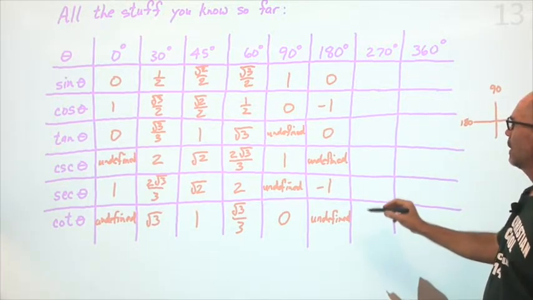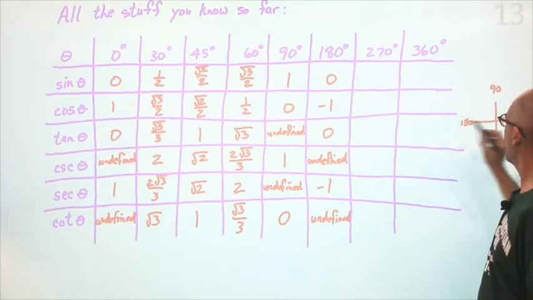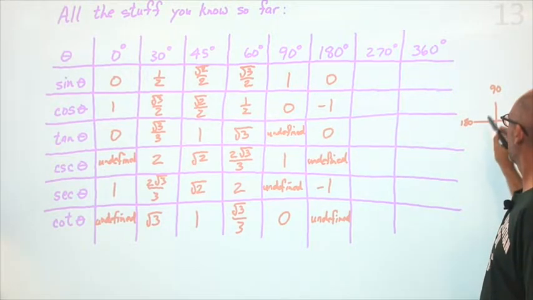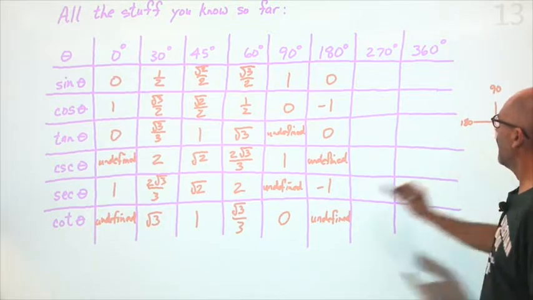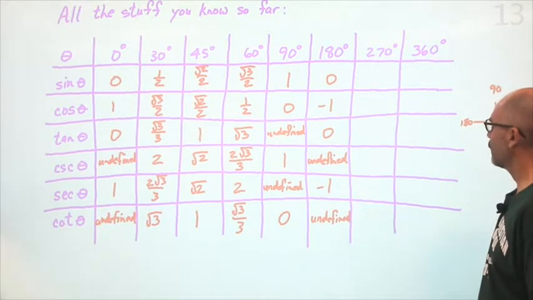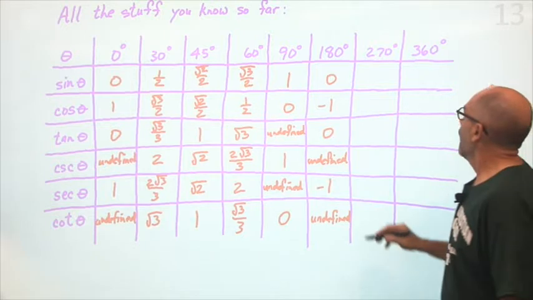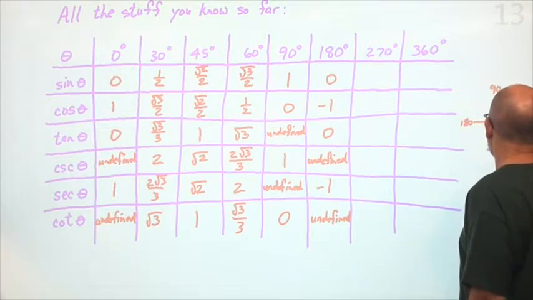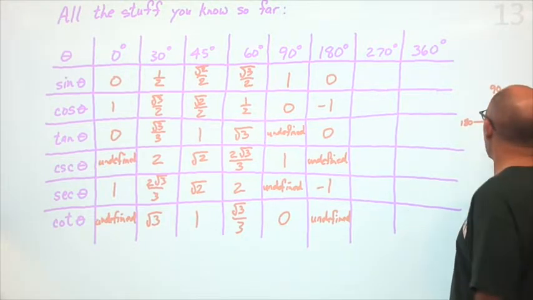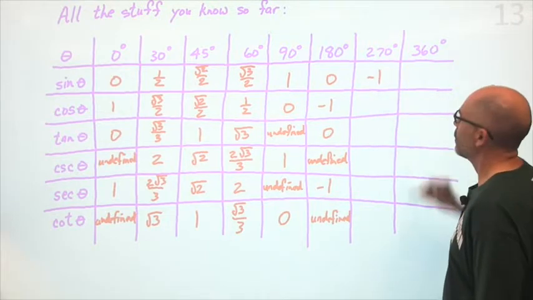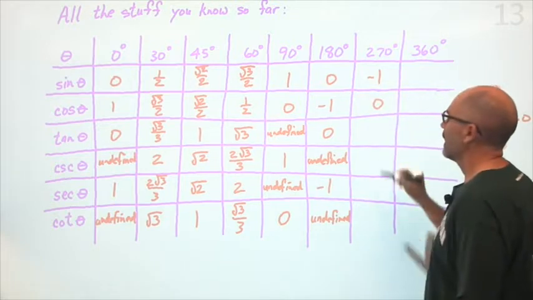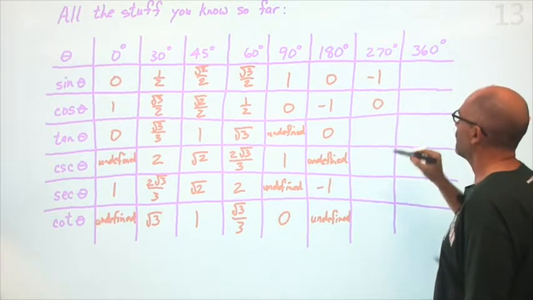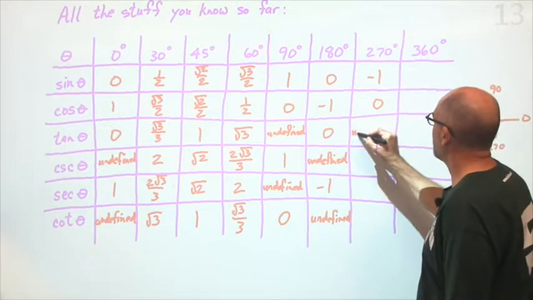Wait a minute. Tangent 180. Yeah, y over x. Okay. And x over y is -1 over 0. Okay, so that's it. Now, 270 is straight down. So the sine is -1. That's the y value straight down. Cosine is 0. The tangent is sine over cosine, which is undefined.